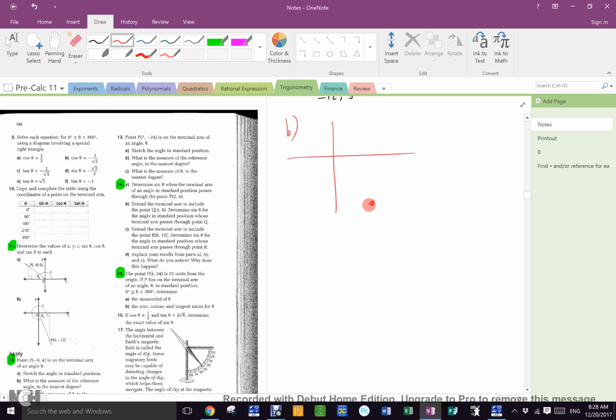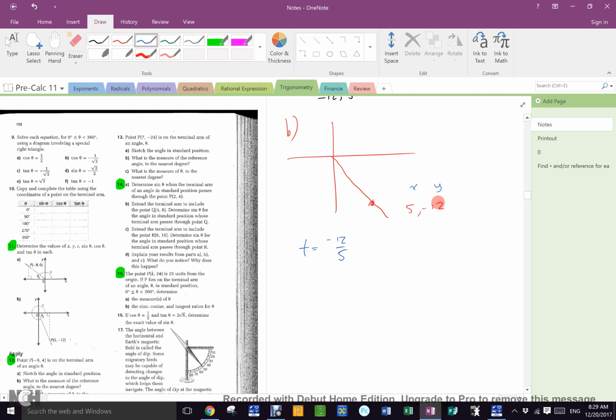Down here at 5, negative 12, right? So that is x and y. Since I have 5, negative 12, and I have x and y, what do I automatically know without doing any other math? Sine, cos, or tan? Tan. What is it? Negative 12/5, right?